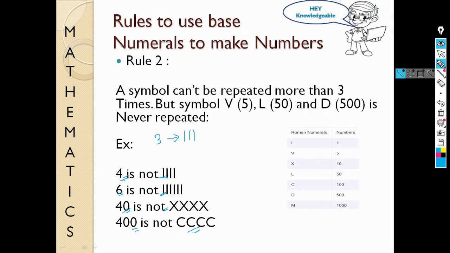In the same way, the second part of the rule says that symbol V can't be repeated, symbol L can't be repeated, and symbol D can't be repeated. So that means for writing 10, we can't write V repeated. For writing 100, we can't write L repeated. For writing 1000, we can't write D repeated.